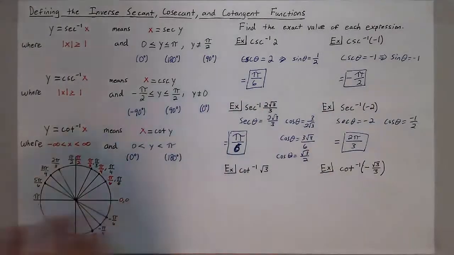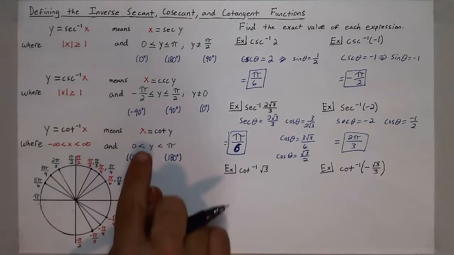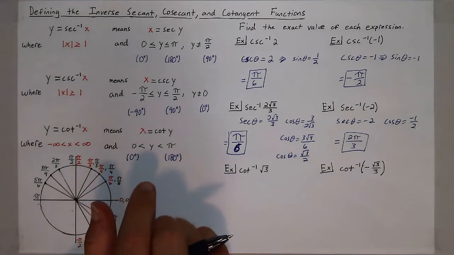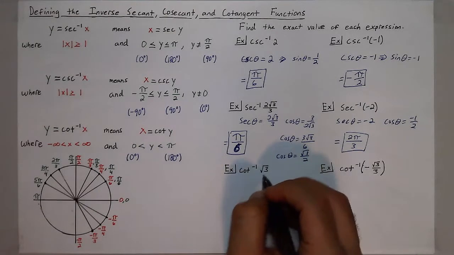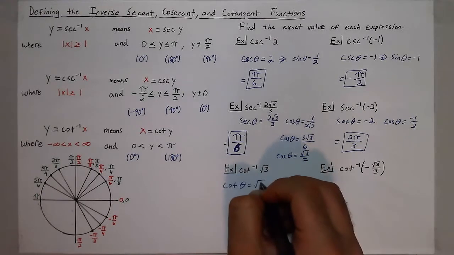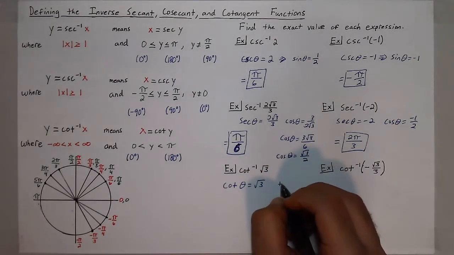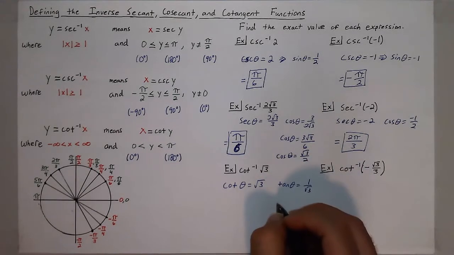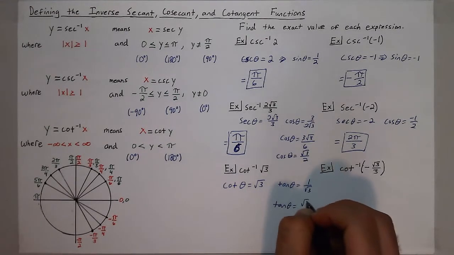Now lastly, I want to talk about cotangent. Now this one can be the more complicated one, only because the range of cotangent does not equal the range of tangent, but I'll show you a very easy way to handle that situation. So right here I have cotangent inverse of square root of 3, which can also be written as cotangent of theta is equal to the square root of 3. And now what angle makes that happen? Or I can think of it as tangent of theta is equal to 1 over root 3, which when rationalized is square root of 3 over 3.